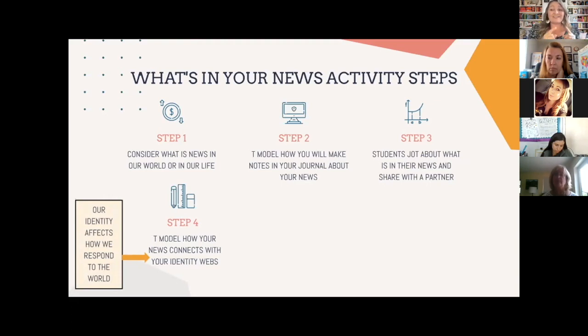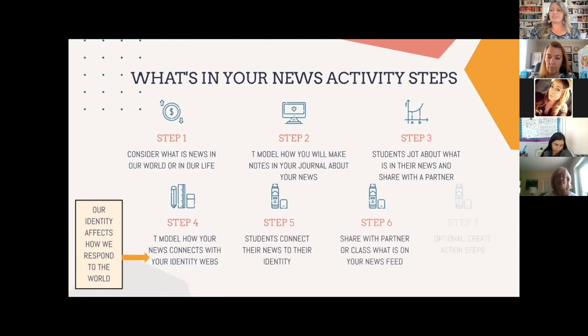But that is also what we're trying to overcome by doing this as a group, because maybe what's outside of my lens should be important to me too. So we model how our news connects with our identity webs. Then students connect their news to their identity. So you model it, they do it, and then they share with a partner. And then last, if you want, you can have them create action steps.